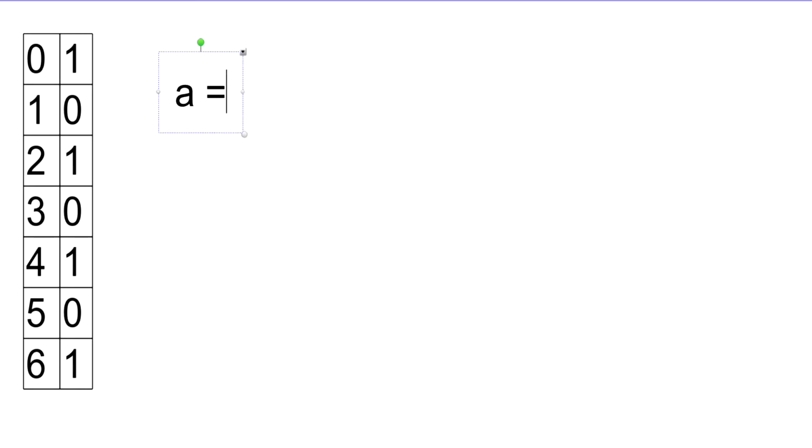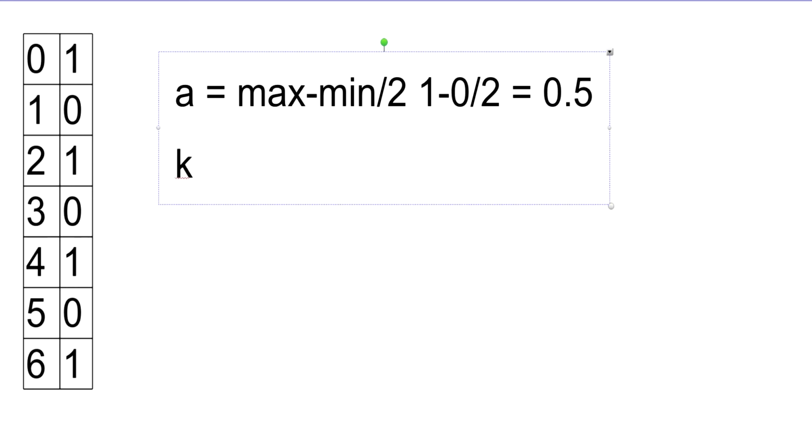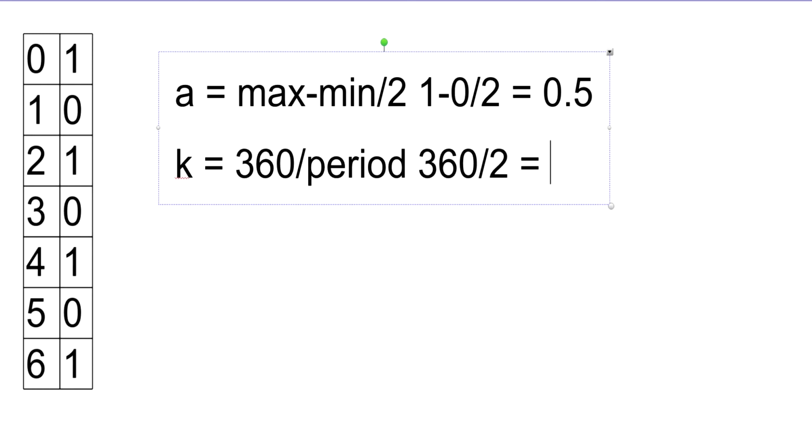So, in order to find our a value, our formula is max minus min divided by 2. Our maximum value is 1, subtract 0, which is our minimum value, divided by 2, that gives us 0.5 as our a value. Now for our k value, we have to do 360 divided by our period, except this time our period is 2. So 360 divided by 2 equals 180, and that is our k value.